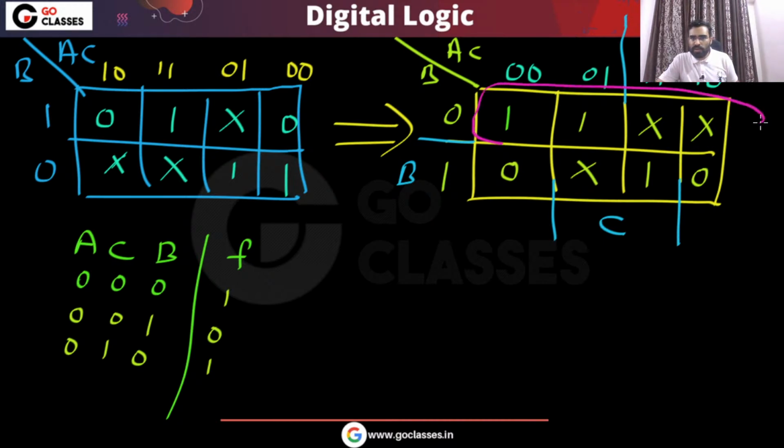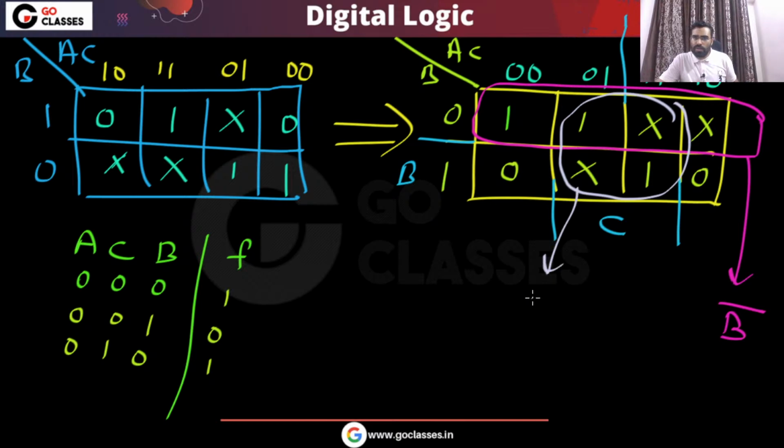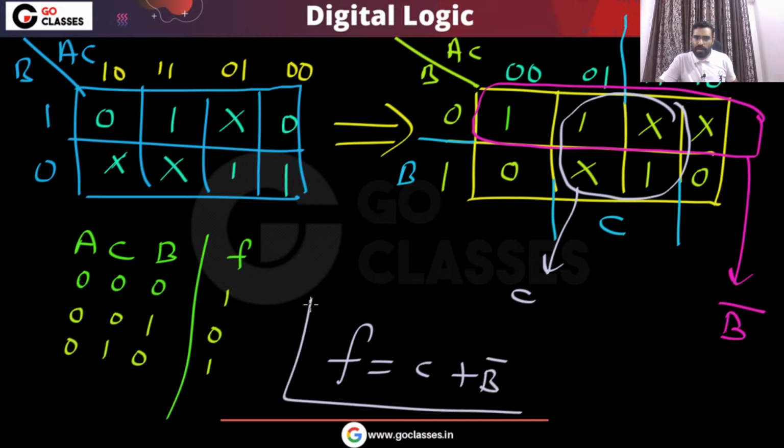So you can cover this one. If you take this one, then this will be B bar. And if you take this one, then this will give you C. So your final answer F will be C or B bar. This will be your final answer. Okay, C or B bar. Is this clear? C or B bar.